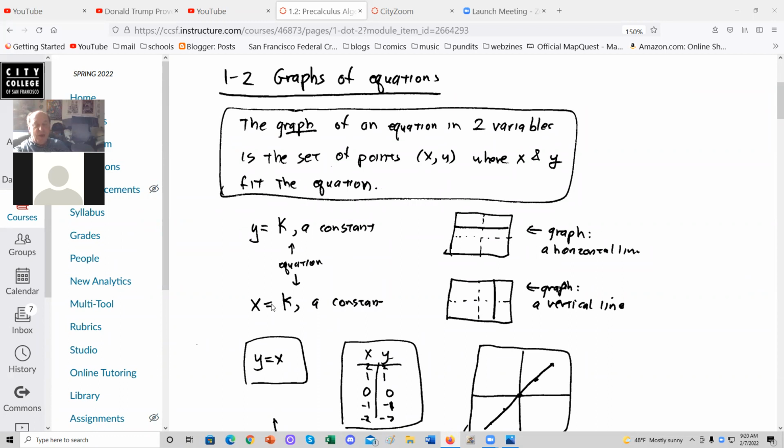X equals k, another very simple equation. Its graph is a set of points k by y, and that consists of a vertical line.